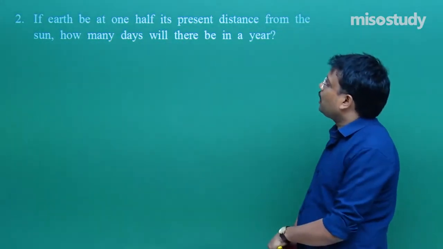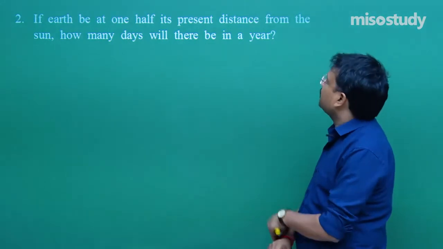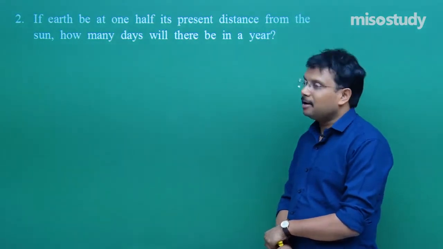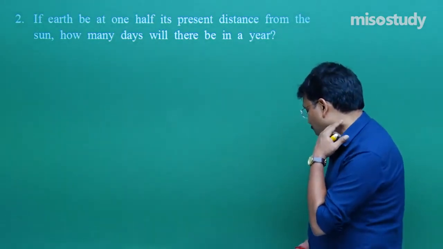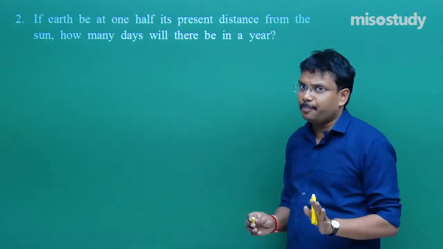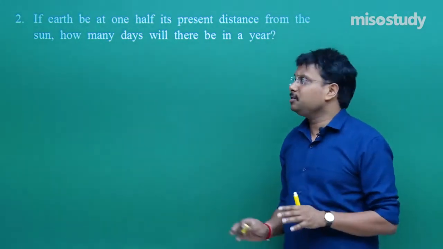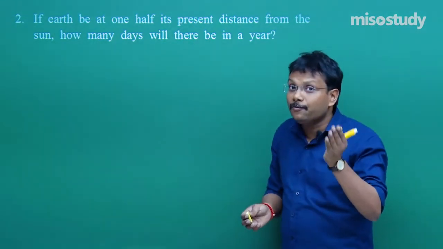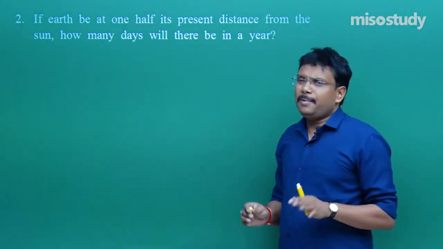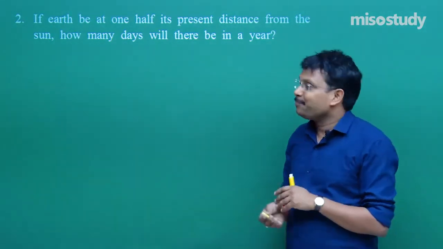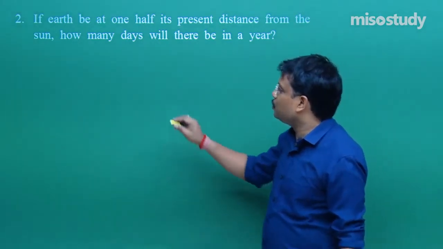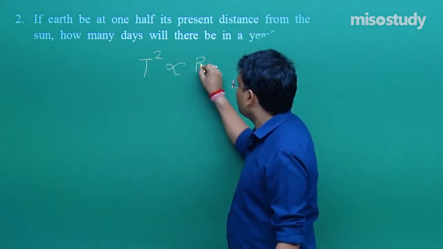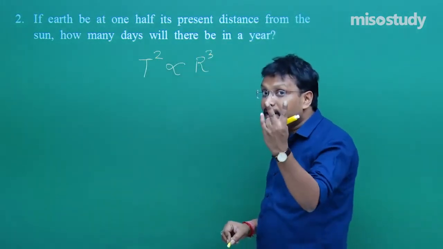If Earth were at 1/2 its present distance from the Sun, fine, how many days will there be in a year? So what exactly is the idea of this question? The idea of the question is simple. Actually, in 1 mark, this question is slightly long in the sense that you have to use the same formula which I used in the first question, but some calculation is required. So the formula that you will use over here is T square is directly proportional to R cube. But here two conditions are given.